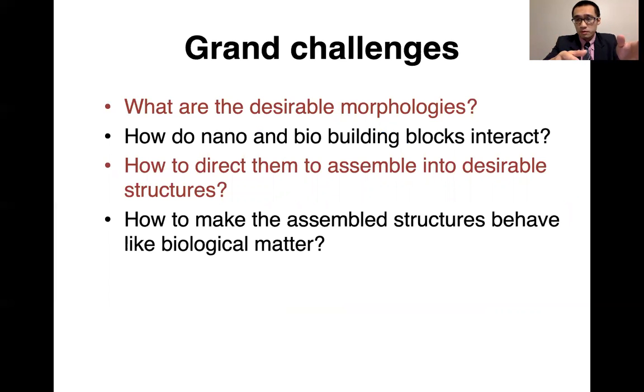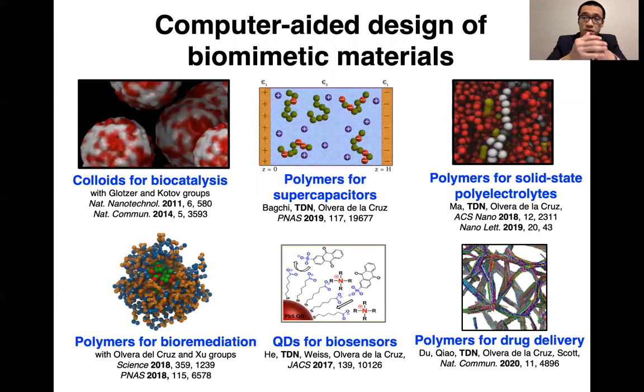Of course, the challenges to this approach come from different aspects. Here are a couple of challenges that research groups have been trying to address. For example, what kind of morphologies we want to assemble from the bottom up, how those nano building blocks interact with each other, and how to guide them into desirable structures, how to make those structures not only look but also function like biological matter in the sense that they can respond to changes in temperature, light, and pH in a controlled fashion. That's where my research comes into play.